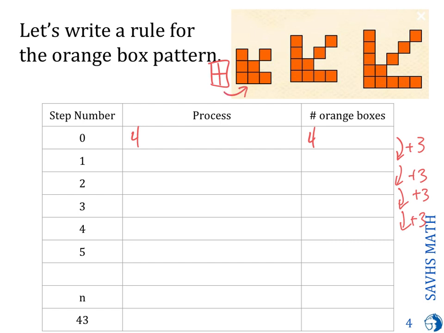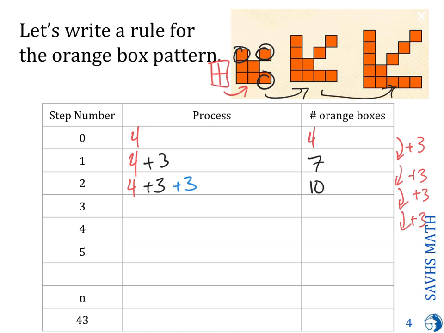To get from here to here, we took our 4 boxes and then we added 3 more. We added 1, 2, and 3 more. To get from step 1 to step 2, we took our first 7 and then we added 3 more. And so we can write that we have 7 and then we have 10. To get from here to here, we started with our 4 and our 3 and our 3, and then we added 3 more.